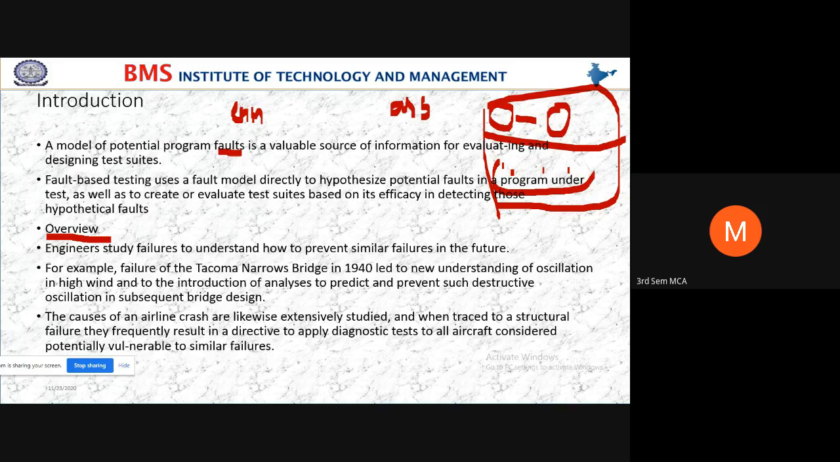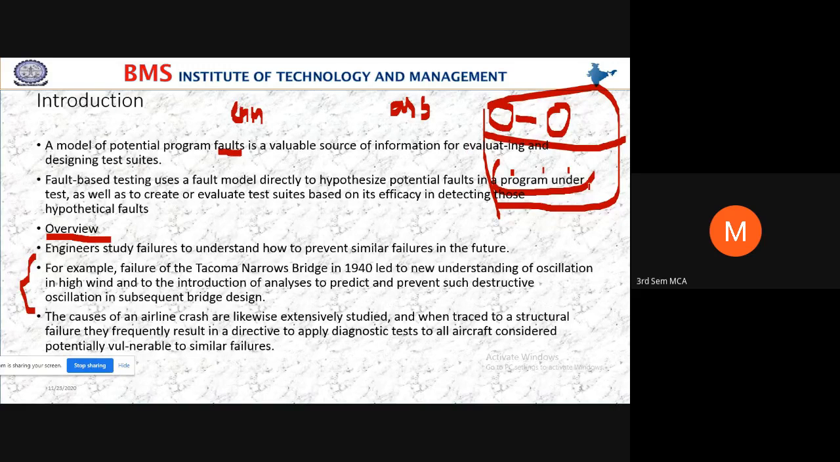Now I came to know that because of not having an airbag in the back seats, they met with an accident and seriously got injured. So now I want to improve my product in the future, and I try to include airbags for the back seat also. Like this, engineers will study the failure to understand how to prevent similar failures in the future. Here they have given one example.